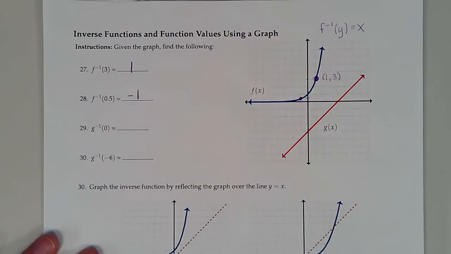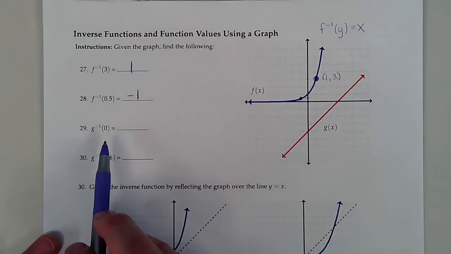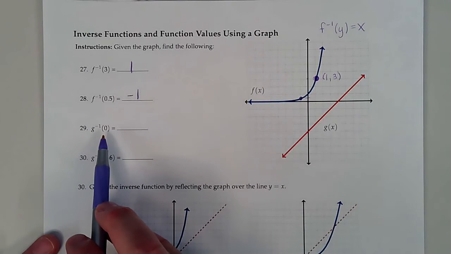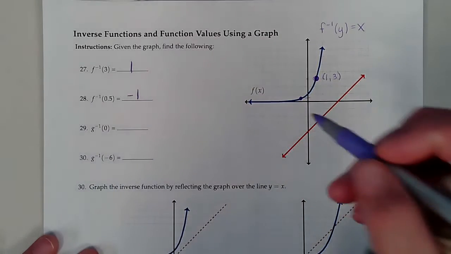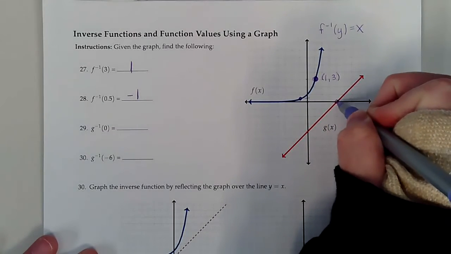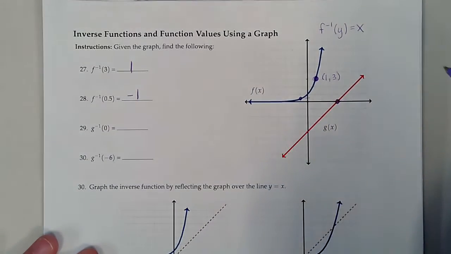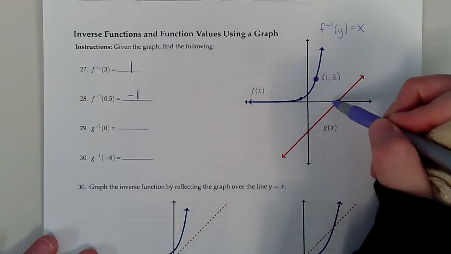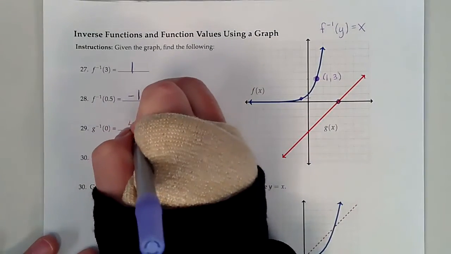Right, next up is g inverse of 0. So be careful here. Remember that this is saying when y is equal to 0, what's the x value? So y equal to 0 is right here. Okay, and then the x value there is 1, 2, 3, x is equal to 4 there.